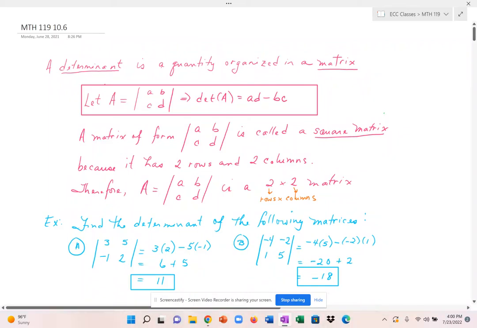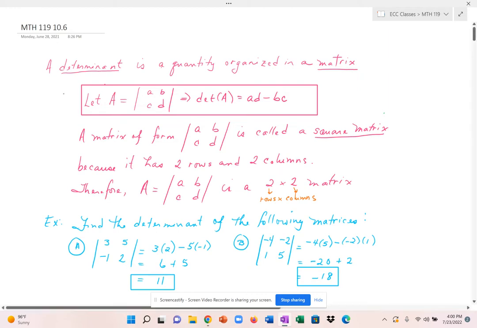Hi, this lesson is about how to solve a system of linear equations using determinants. So, what is a determinant? A determinant is a quantity that is organized into a matrix. So, it's basically the value of the matrix.